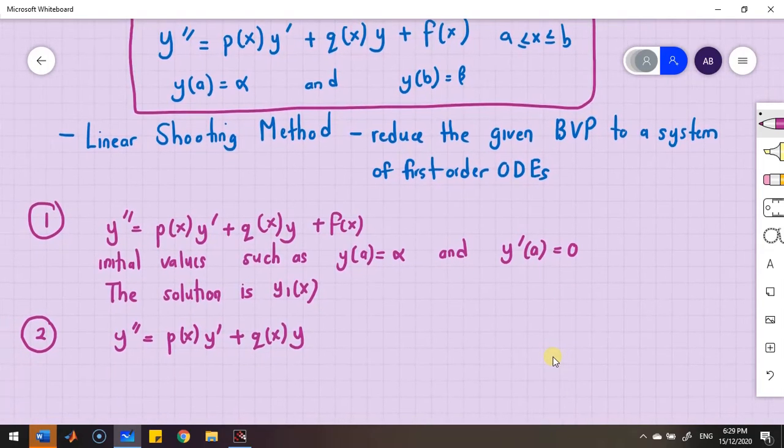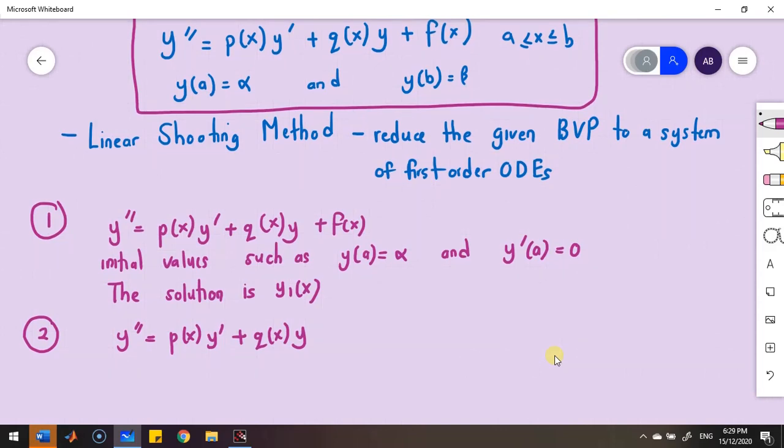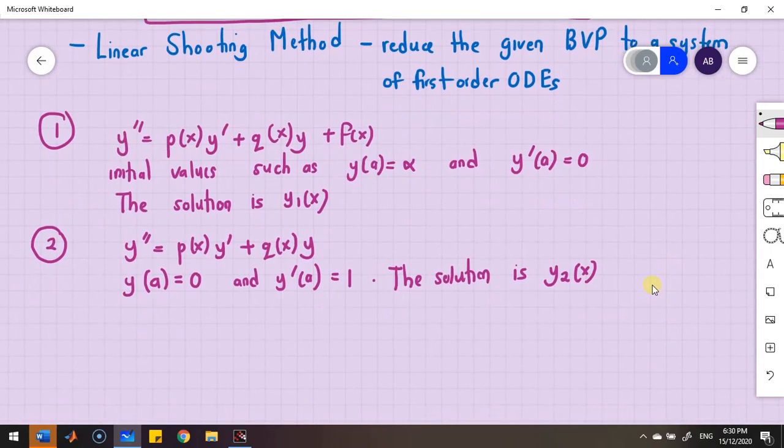And then for the second part, I will consider this problem again, where x is now the same from a to b. Now the initial values that I'm going to consider are y(a) equals 0 and y'(a) equals 1. We notice that the equation does not have the f(x) term. So the solution to this, we write as y2(x).